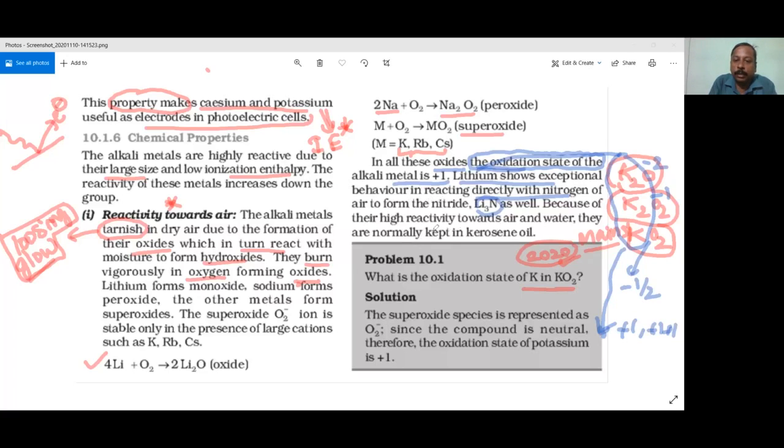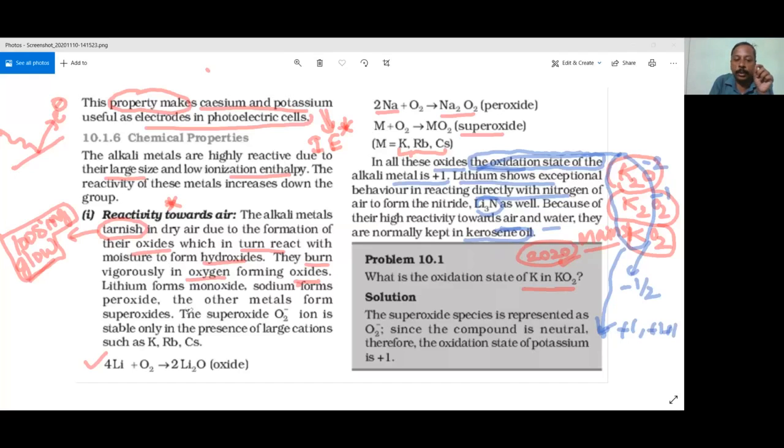Because of their high reactivity towards air and water, they are normally kept under kerosene oil. Let me summarize before going further. Only lithium forms monoxide. Only sodium forms peroxide. The rest all form superoxide. In superoxide the oxidation number of oxygen is -1/2, in peroxide it is -1, and in oxide it is -2.